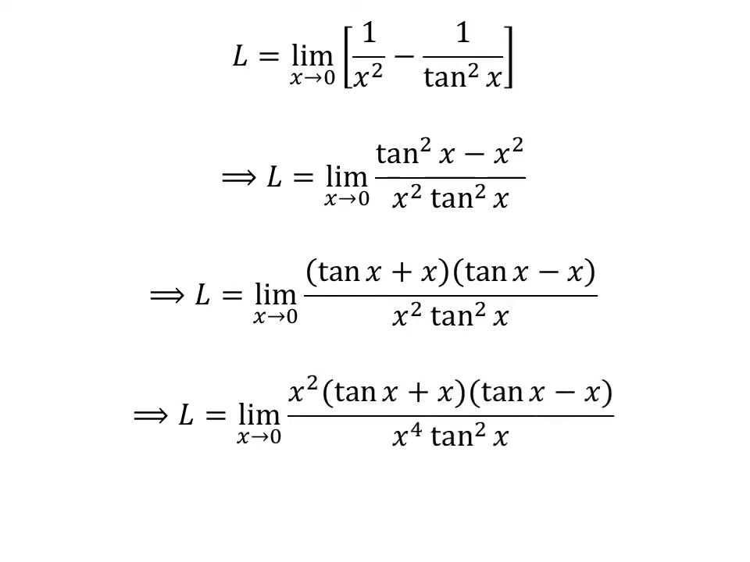As multiplying the numerator and the denominator of a fraction by a common factor does not change the value of the fraction, let us multiply the numerator and the denominator by square of x. So L is equal to limit of square of x times tangent of x plus x times tangent of x minus x upon x raised to the power of 4 times square of tangent of x as x approaches 0.